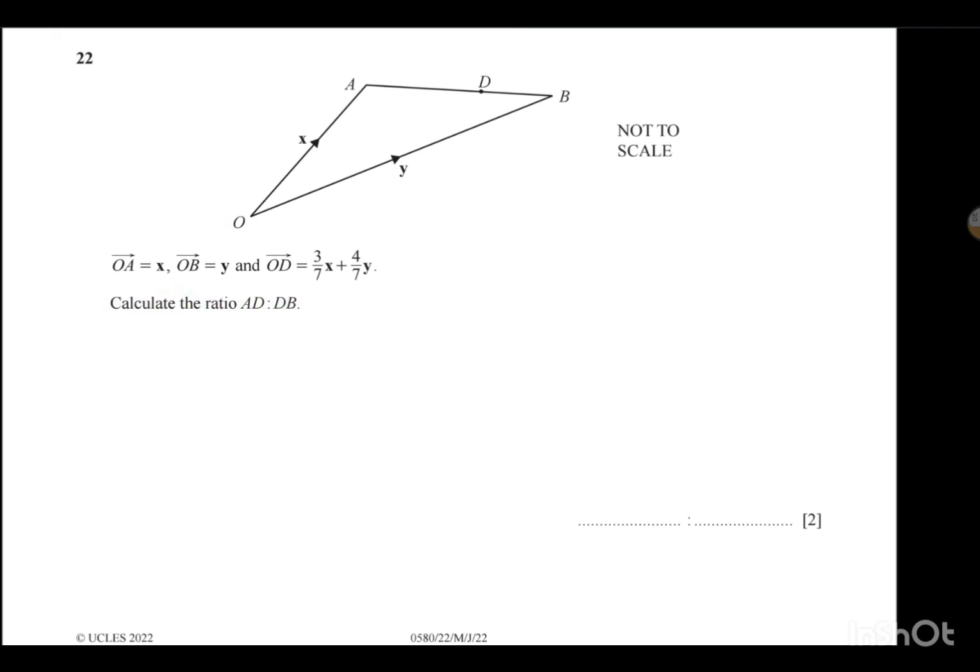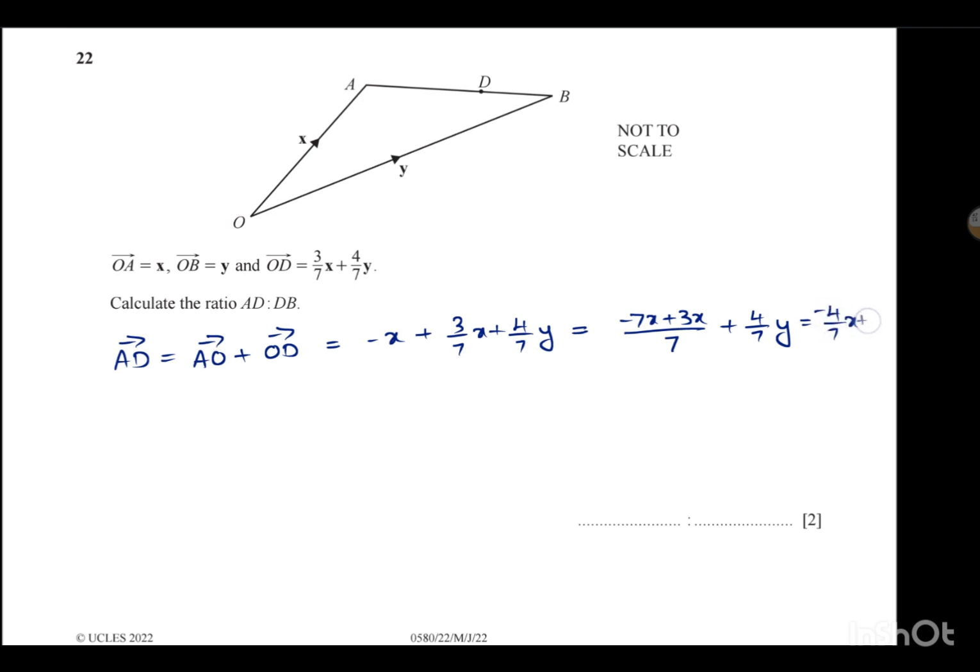To find the ratio, we will have to find out AD first. So what is AD? AD is equal to AO plus OD, from A to O plus OD. So AO will be negative of x and OD, which is given, is 3 by 7x plus 4 by 7y. Taking x terms together, we get minus x plus 3x by 7 plus 4 by 7y, which is equal to minus 4 by 7x plus 4 by 7y.